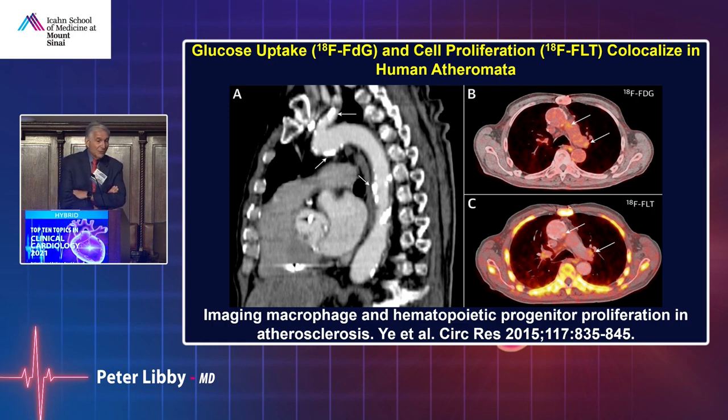And what you can see here is co-localization of glucose uptake, which is an index of inflammation, or at least accumulation of inflammatory cells in, say, panel B, and this marker of cell proliferation, the thymidine analog, in panel C. So yeah, it looks like lesions in humans are also inflamed and there's proliferation.